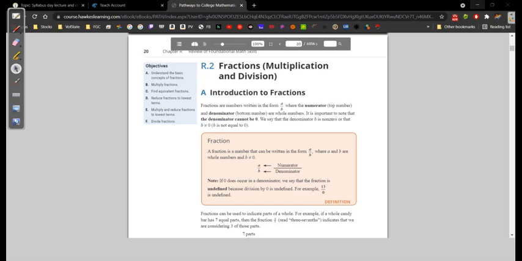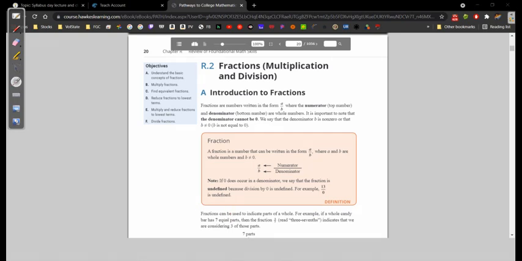We say that the denominator B is non-zero, or that B cannot be equal to 0. Okay? So here's our definition of a fraction. A fraction is a number that can be written in the form A over B, where A and B are whole numbers, and of course that basically repeats what I just said a moment ago.